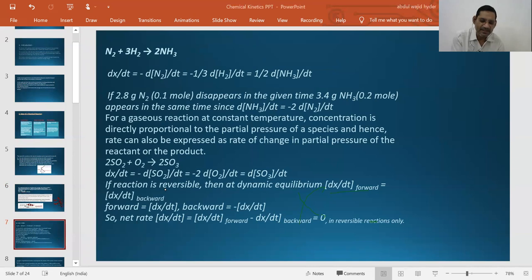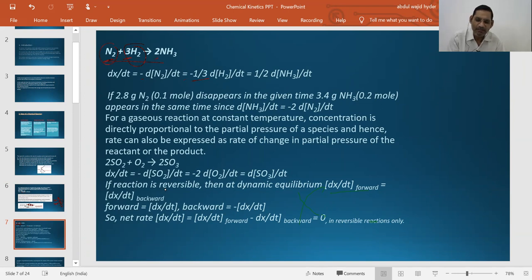Now see, this example they have given: N2 plus 3H2 reversible 2NH3. dx upon dt is equal to minus d[N2], the active mass of N2, upon dt. Why minus? Because it is a reactant. Here it is written minus 1 by 3 for H2. Here 1 mole of N2 was there, here 3 moles, so to equate them, this is 1, so you have to multiply this by 1 by 3. Then only this will be equal to this one. So that's why you have written minus 1 by 3.